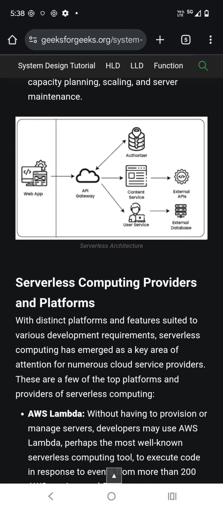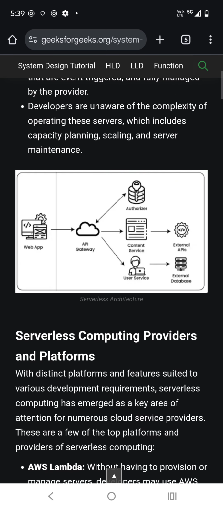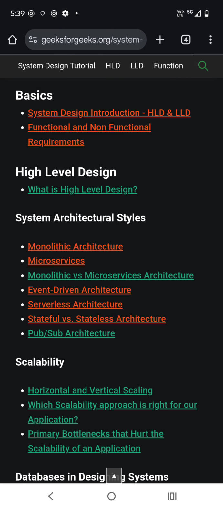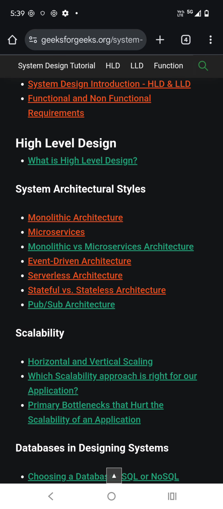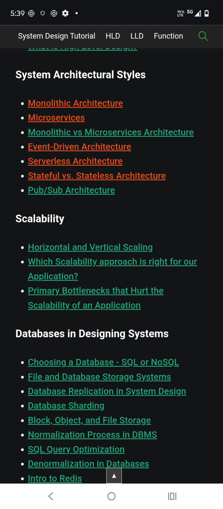Serverless approach means you don't need to worry about how you are going to deploy your code. You just write a piece of code and the cloud itself will automatically take care of deploying and running your code, right? That way you can focus only on the core logic instead of bothering about servers, infrastructure, and everything. So those are the main four architectures. Okay, next thing is horizontal scaling and vertical scaling, scalability, right?